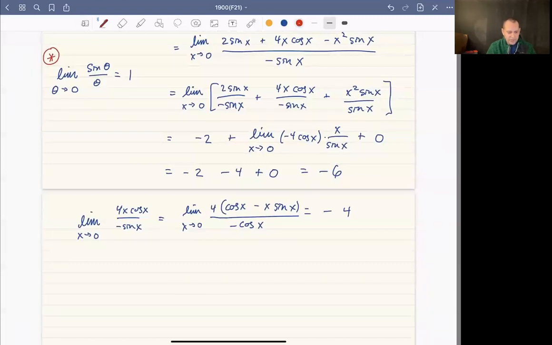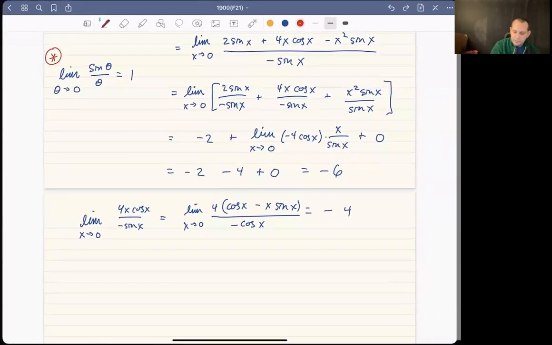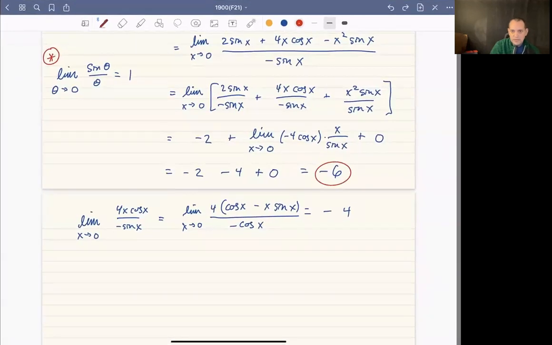And so we evaluate this limit by doing some trig and applying the squeeze theorem. But either way, you can apply L'Hopital's rule if you want, or just remember that limit. You're going to get negative 6 for our answer. So our final answer here is going to be negative 6. Okay, and so that's the last thing I need to say about that example.